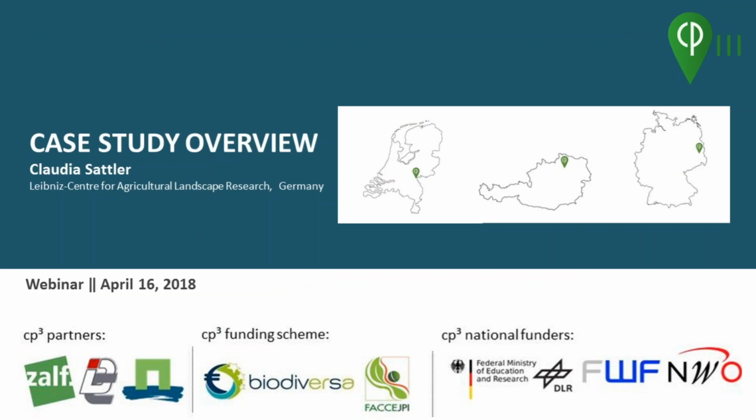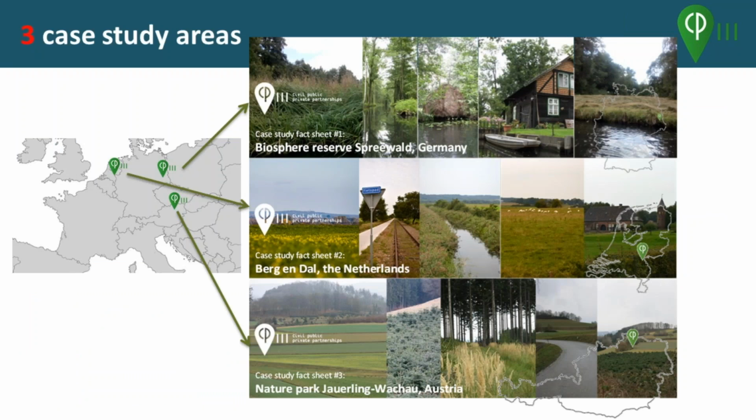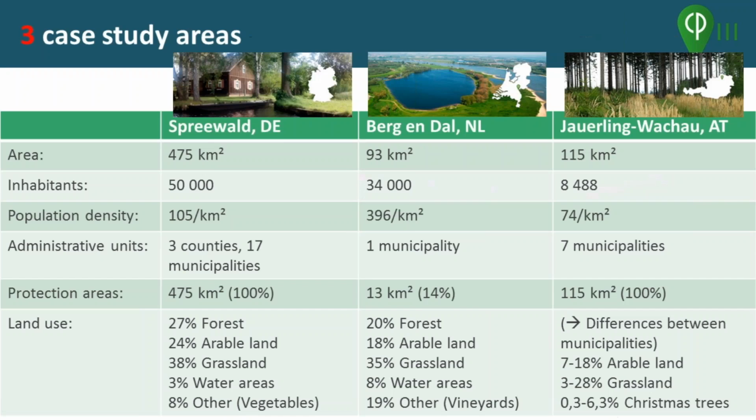So I continue with a short overview about the three different case study regions. We had three different case studies, one in Germany, the Biosphere Reserve Spreewald, one in the Netherlands, the Berg and Dal region, and the third one in Austria, the Nature Park Jauerling-Wachau. In terms of area, Spreewald was the biggest region with about 500 square kilometers, and Berg and Dal was the smallest region.